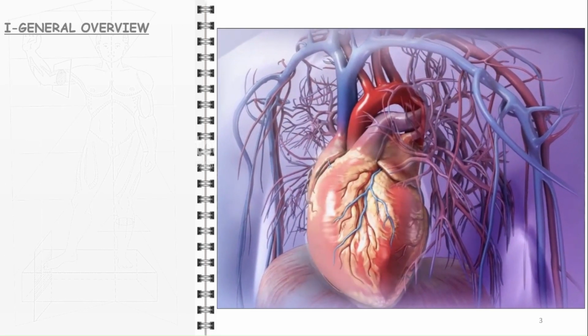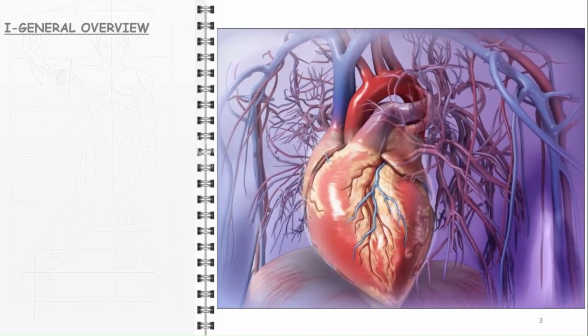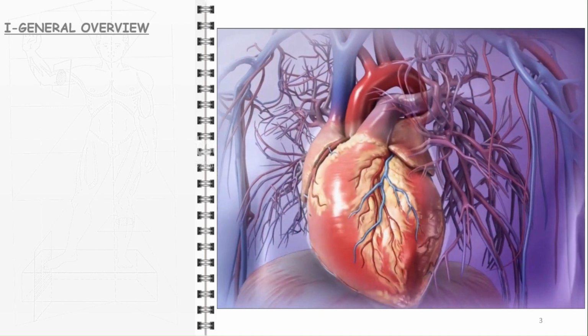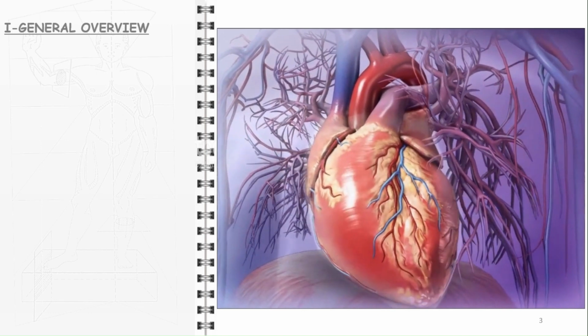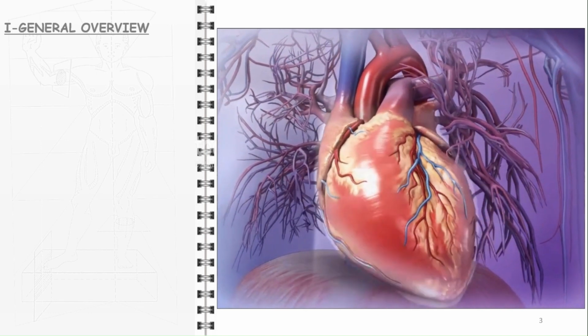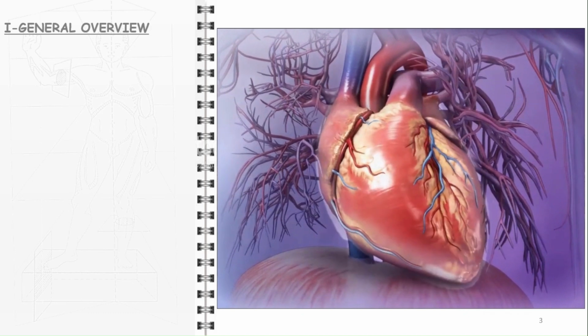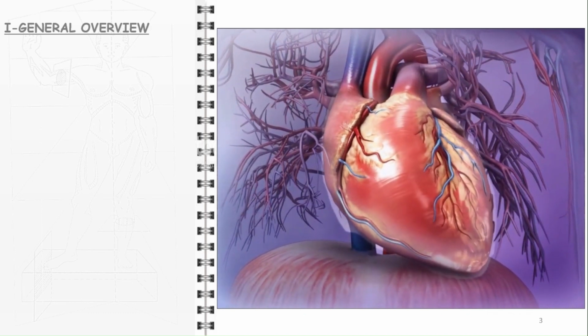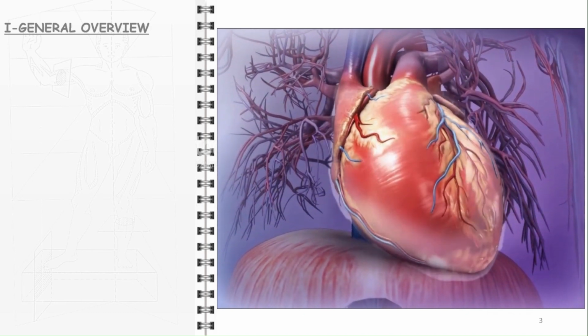The heart is a vital muscular organ, located in the thoracic cavity, between the lungs, slightly to the left of the midline. Its primary function is to pump blood throughout the body, supplying oxygen and nutrients to tissues, and removing carbon dioxide and waste products.